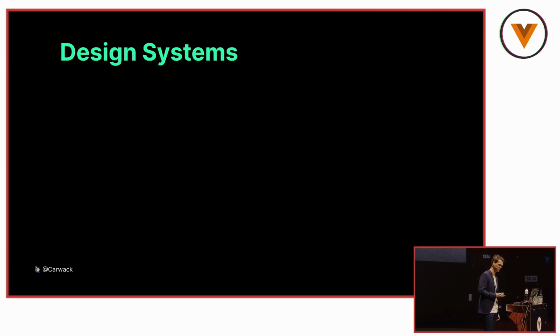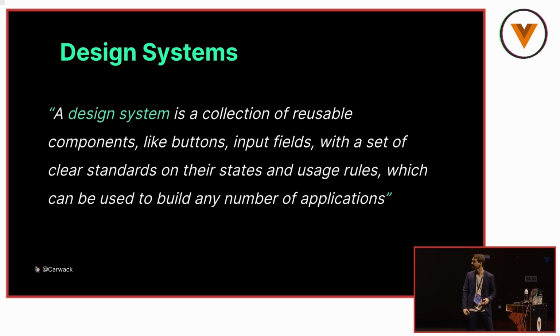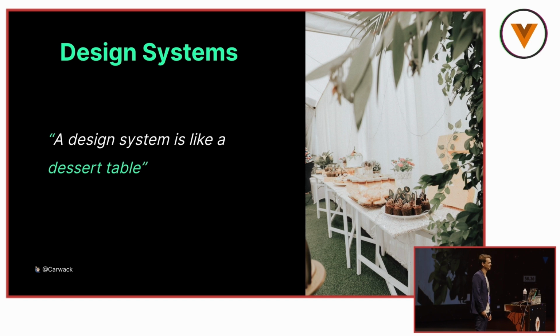OK, so our design system. Well, the design system, by definition, is a collection of reusable components, like buttons and input fields, with a set of clear standards on their states and usage rules, which can be used to build any number of applications. OK, that's a good definition, I guess. But I would like to look at it as a dessert table. A dessert table, for example, behind here, or at a wedding or something.